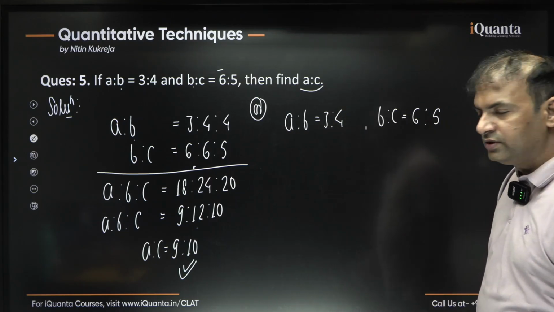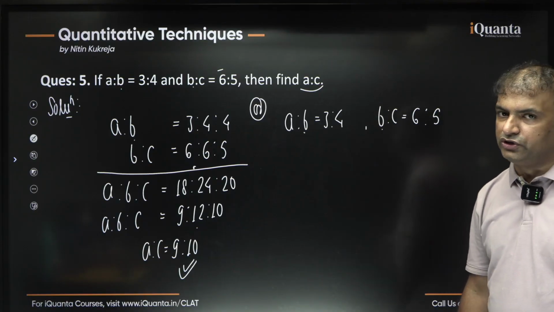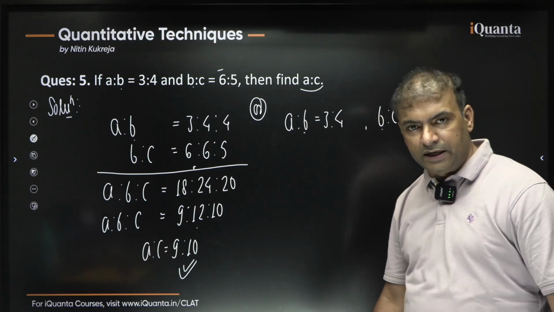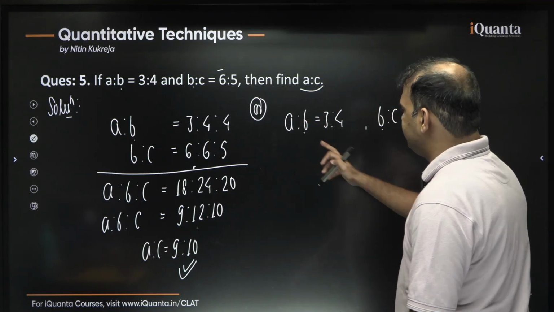Again, guys, we'll be using B. Why? Because B is common in these two ratios. So we'll be using B for sure, right? B, you can say, is a bridge to find A is to C, right? Okay. Now, guys, here we can say what?